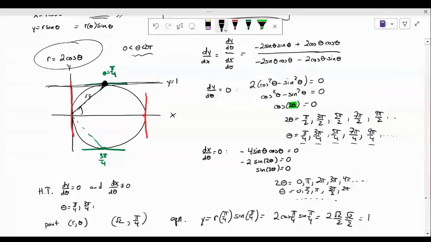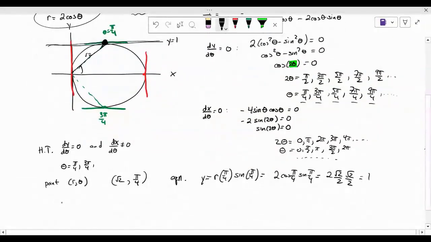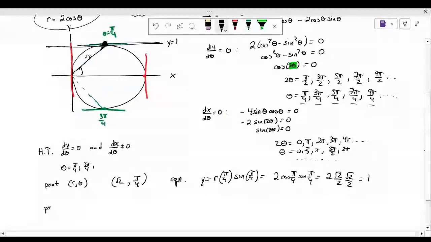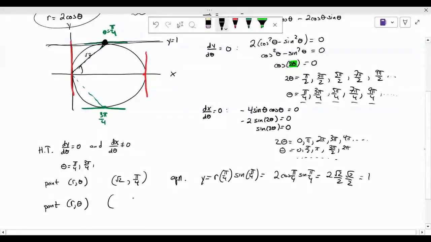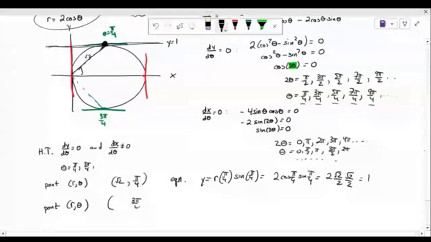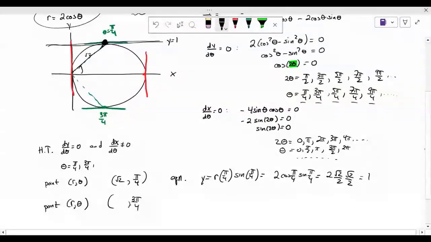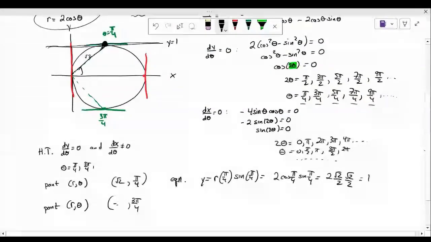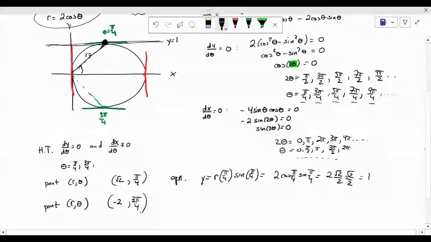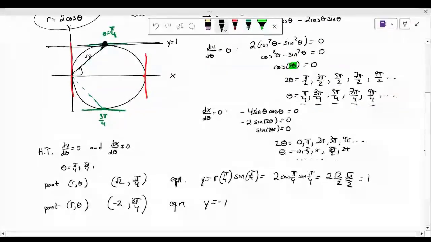And then you do 3 pi over 4. It's a point in this form when theta is 3 pi over 4. I believe r would be negative 2. Is that correct? Yeah. And the equation is going to be y equals negative 1.